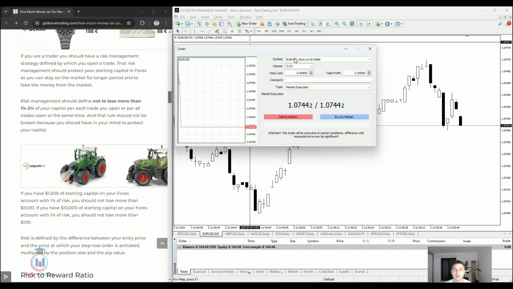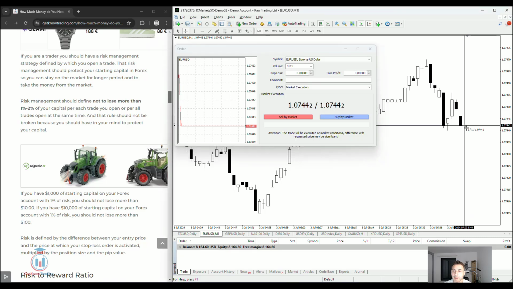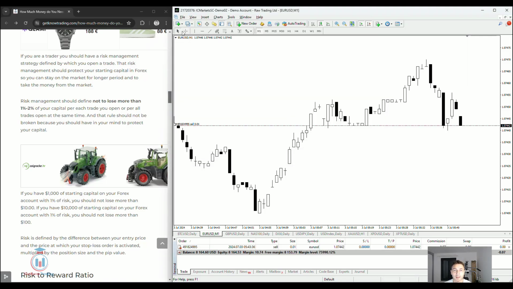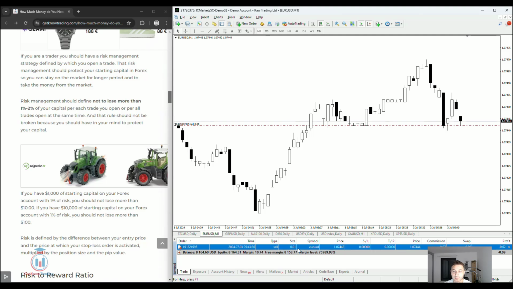For example, if I open this trade here and I click, for example, sell by the market. Sell by the market means when I open the trade, I am expecting that the price will go down, not go up. If it goes down, reaches, for example, this level here, I will make money. But if the price goes against me, I will lose money. So I will click sell by the market. And here it is. The trade is open and I will put a stop loss and the take profit.